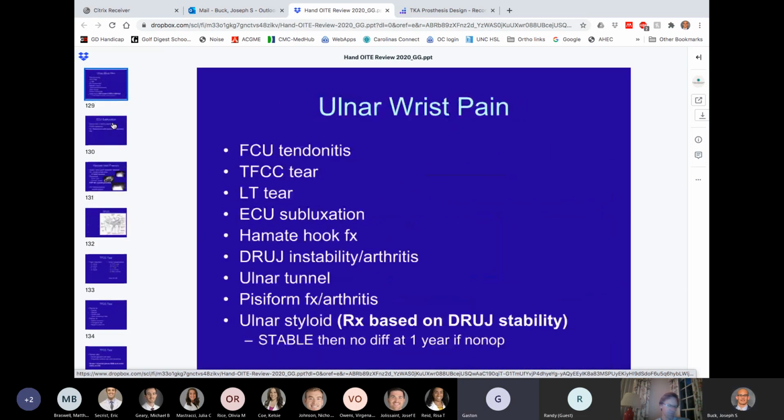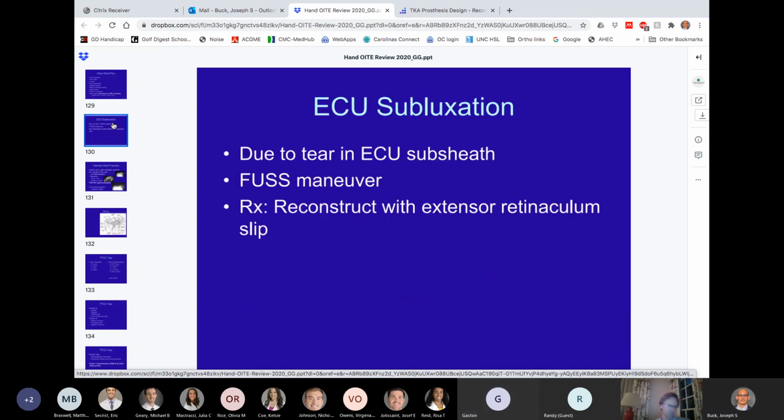ECU subluxation. So what you're going to do in these patients, you're going to choose initially a non-operative treatment with a cast or something like that. And if that fails, you're going to do an ECU subsheath reconstruction. Next slide.